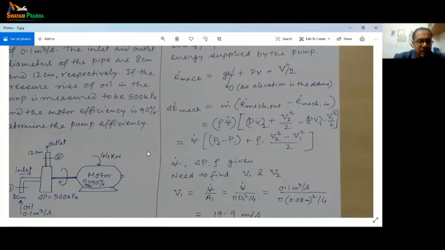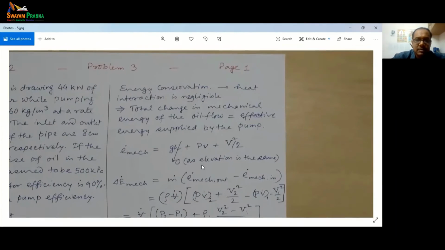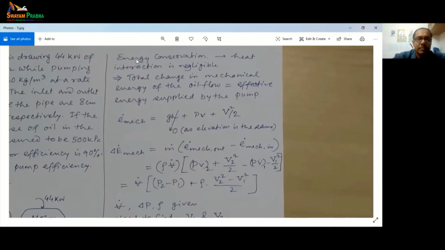That is what you have to find out, and these oil stream energies are mechanical energies. So first let's look at the solution. This is a problem on energy conservation, and heat interaction is negligible here. All the interactions we have are electrical power coming in and the mechanical energy change. So the total change in mechanical energy of the oil flow is the effective energy supplied by the pump, right? That's the energy conservation we are talking about.